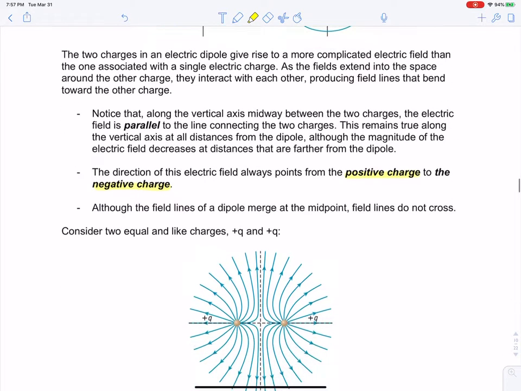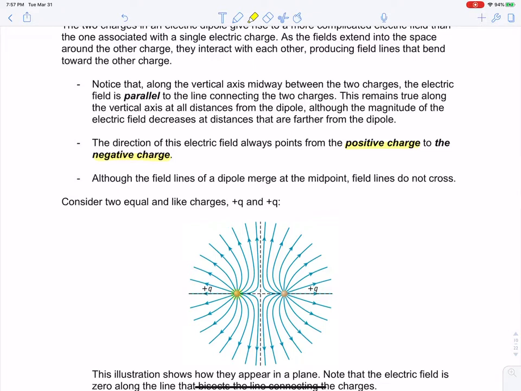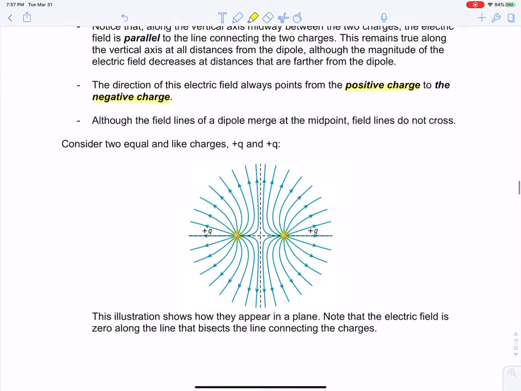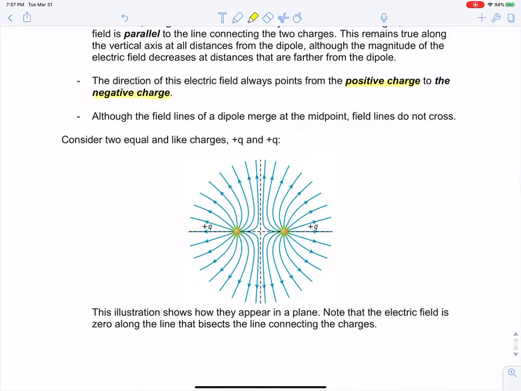What happens if we have two like charges? So here we have a positive charge and a positive charge. The illustration shows how they appear in a plane. Note that the electric field is zero along the line that bisects the line connecting the two charges. If this were a math class, we'd call this an asymptote. The electric field line at that particular point is zero, and these are repelling each other. They're extending, because they're positive, away from the charge, but also away from each other.